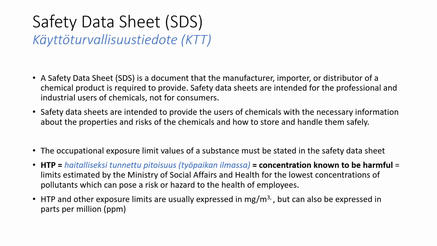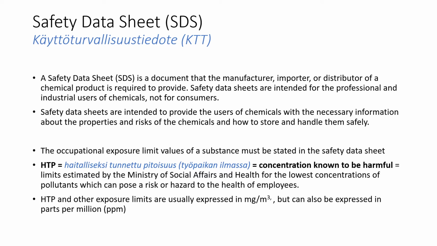Are you familiar with the chemical risks at your workplace? Chemical safety is based on knowing what chemicals are used in the workplace and what their properties are. To do this, you'll need the safety data sheets, käyttöturvallisuustiedotteet.